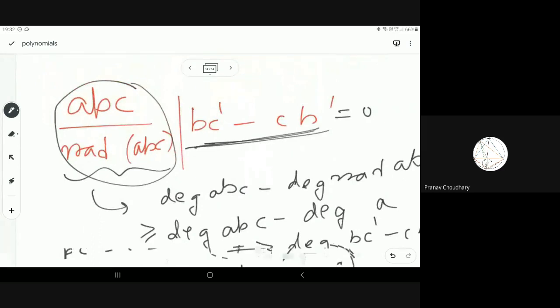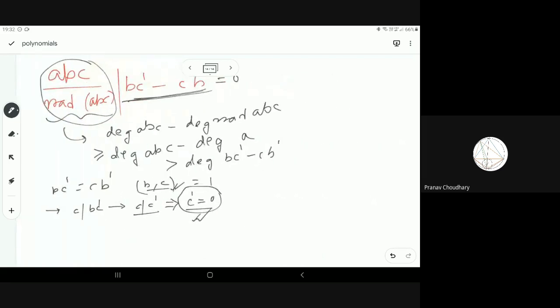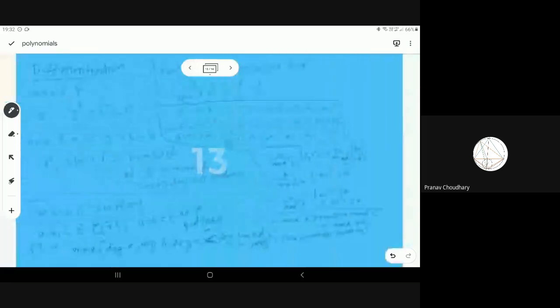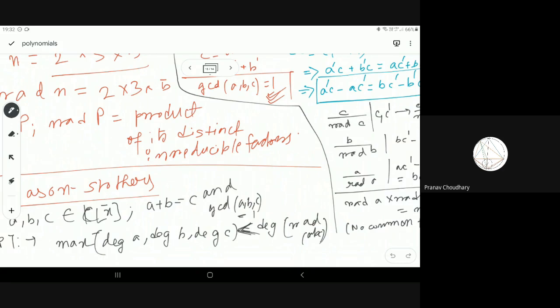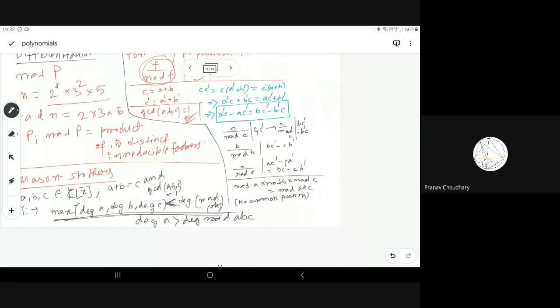Does anyone have any questions? What did we contradict? What was our assumption? I went a bit hurriedly through it again. We assumed that this does not hold. So we assumed degree a is greater than degree rad abc, if possible, and then we contradicted it. So the contradiction was way earlier.